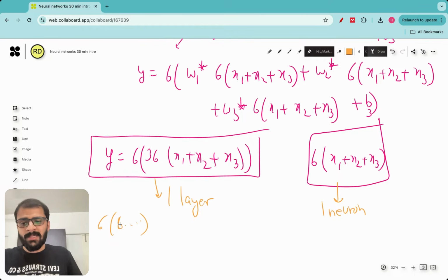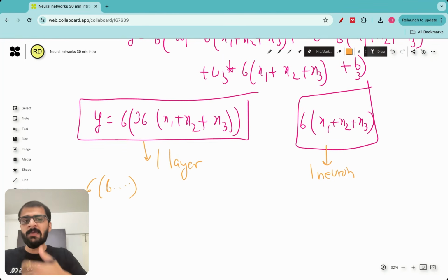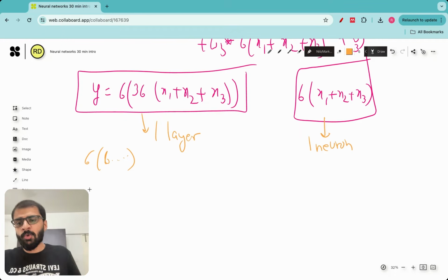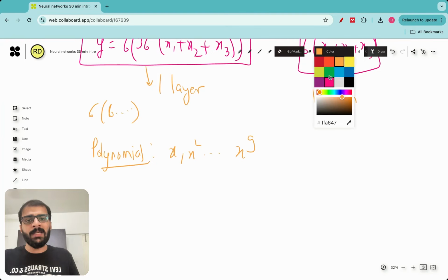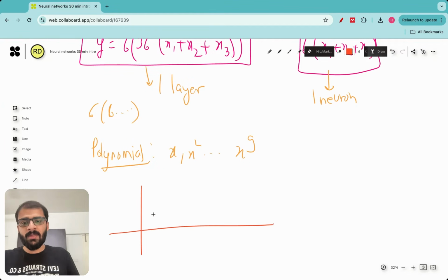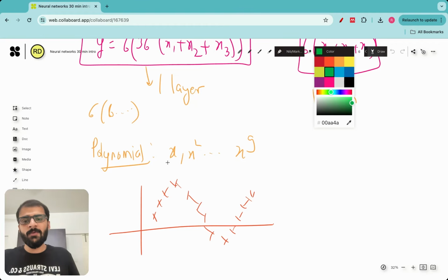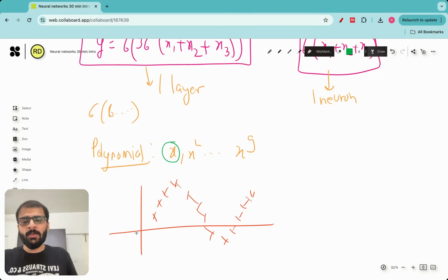Now, I want to illustrate this further because this really captures why we need layers and why we need neurons. If you look at polynomial functions, such as x squared up to x raised to 9, and let's say we have a complicated data set which looks something like this. If you use only x to try to fit the data, you will only get straight lines, so it won't be very good. If you use x squared, you might get some parabolic shape, still it won't be very good.